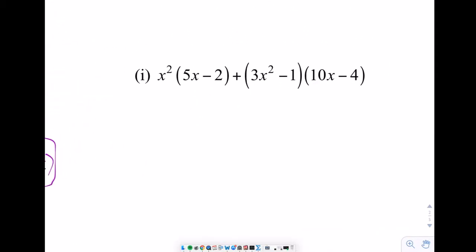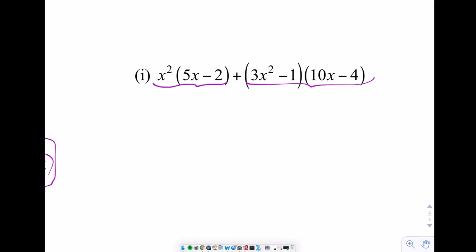Letter I. Boy, oh boy, oh boy. Look at that. How many terms do we have to start with? 2. Yeah, there's 2. And notice that each term is already partially factored.